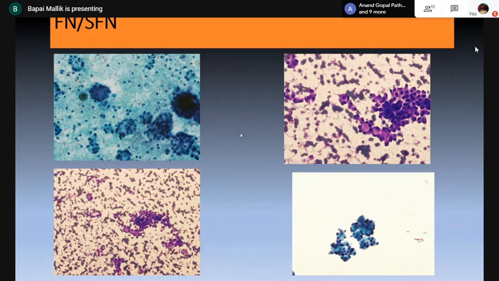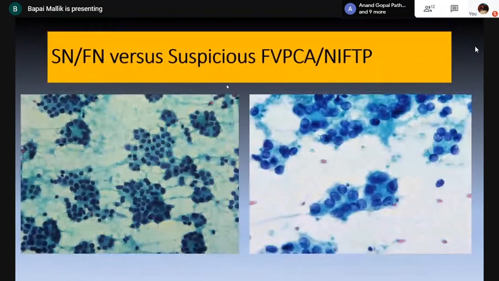Not today, the next webinar. So again, a follicular neoplasm, you can see some inspissated secretion. Now this is something interesting. Please pay attention to the two slides, one to the left and one to your right. Both of them show a predominantly follicular pattern, a microfollicular pattern.